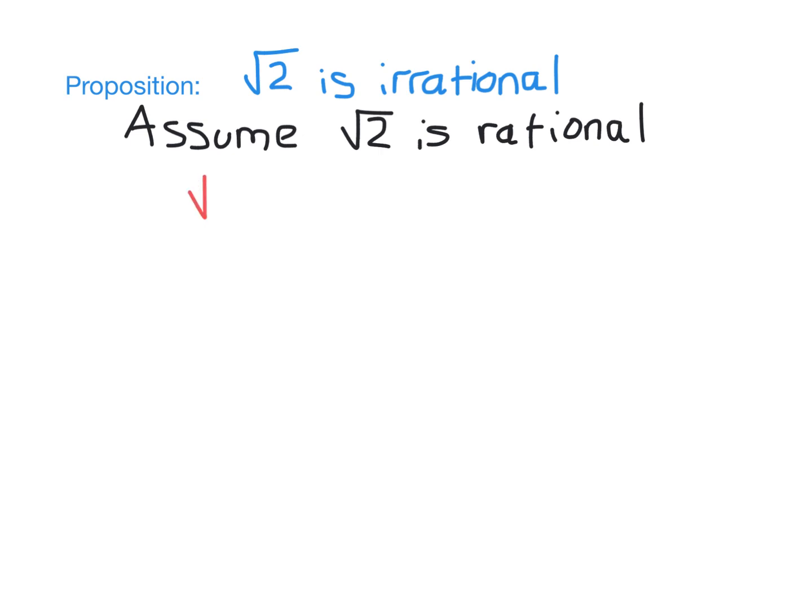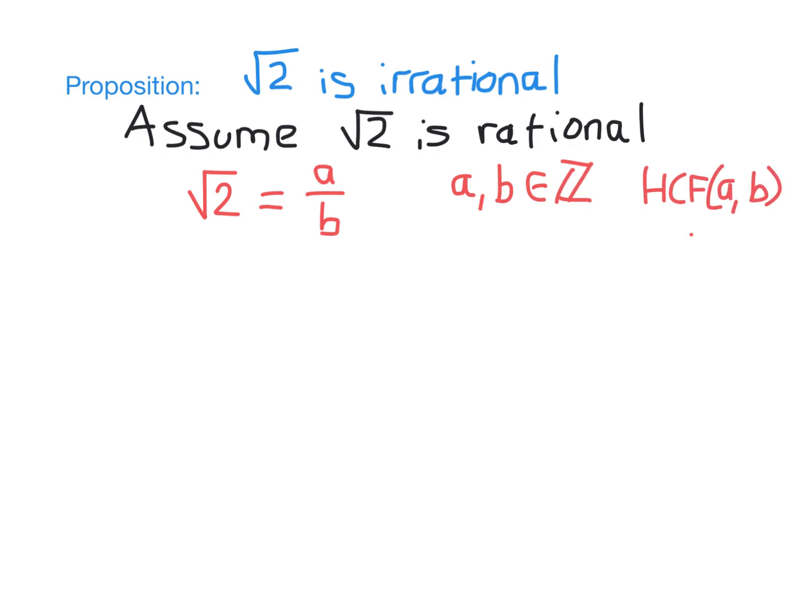If root 2 is rational, what that means is we can write it as a fraction in the integers. All rational numbers can be written as fractions where the numerator and denominator are both integers, and we can simplify that fraction too. So we're going to also stipulate that the highest common factor of a and b has to be 1. If a number's rational, you can write it as a fraction, and if you have a fraction with integers, you can always simplify it so numerator and denominator have no common factor other than 1.